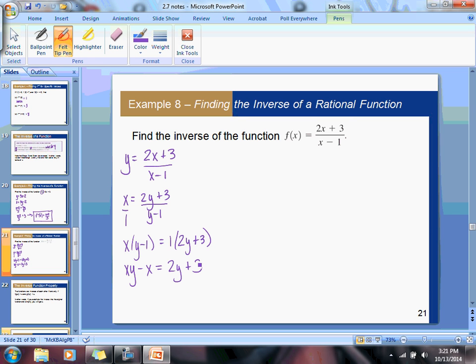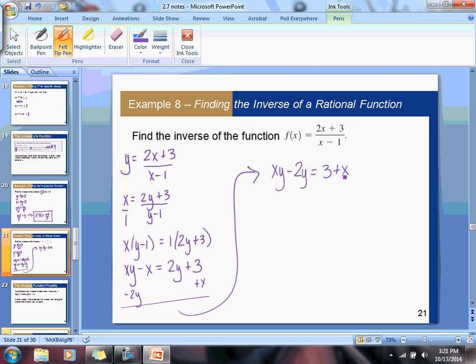Now I'm trying to solve for y, so I've got to get all the y's on the same side of the equal sign. Doesn't matter which side you get them on. I'll just subtract the 2y over here, and then I'll add the x over to this side. I'll finish my work over here. So now I'm going to have xy minus 2y equals 3 plus x, or x plus 3.